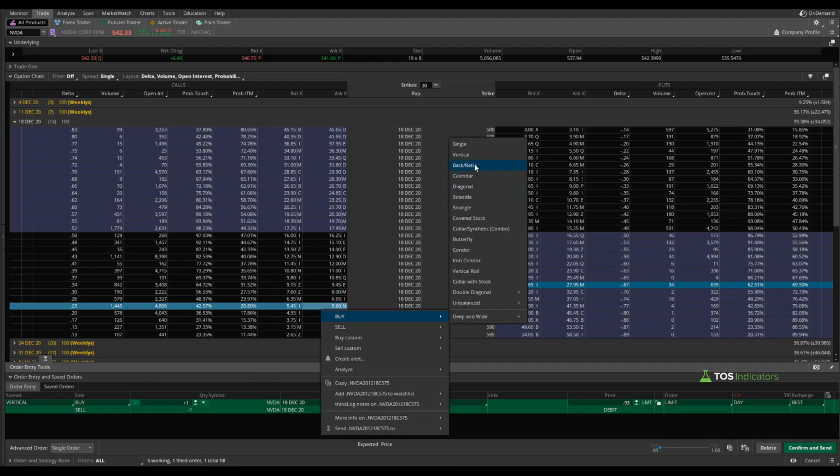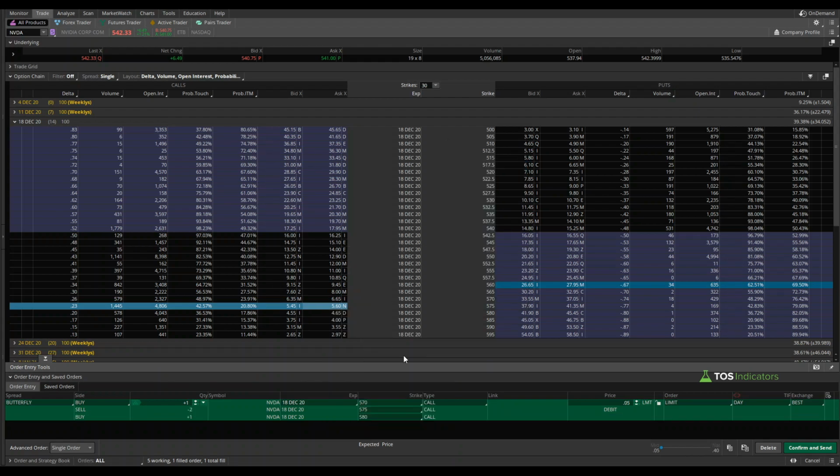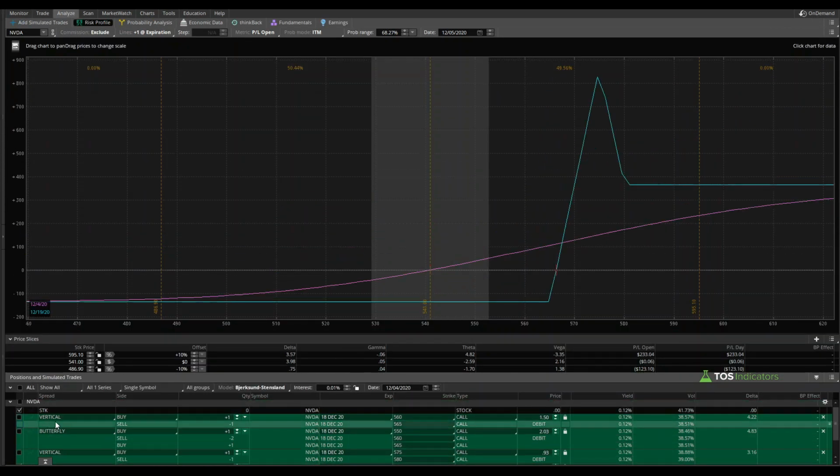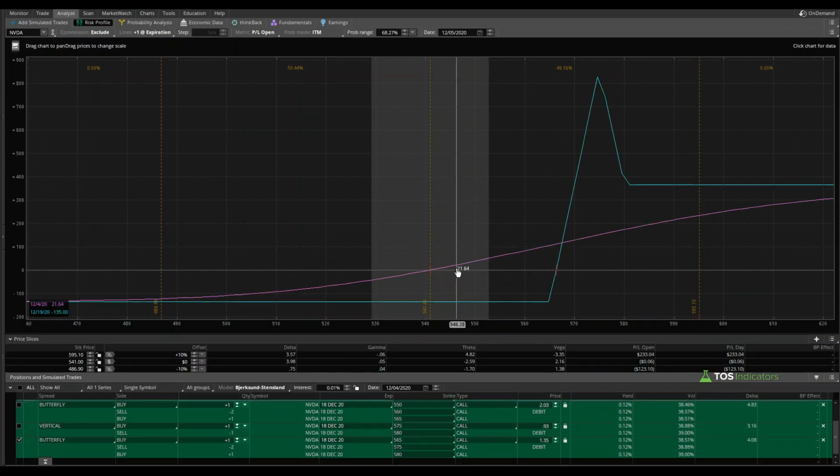Now one other little trade that we can try and craft as well is if we come in, buy butterfly here, and then let's skew this butterfly to have no upside risk. So maybe make this something like 565. That's currently going for $1.35. And if we analyze what that looks like, that's where your max risk is 135. Max potential gain is 365 if you overshoot really that 574-ish price tag.